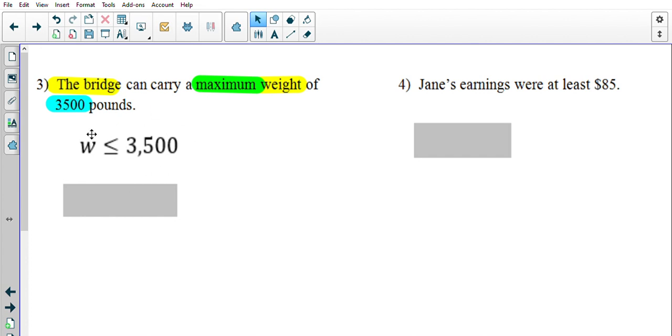So don't really worry about the variable. If you choose a different variable, that's fine. I chose W to represent the weight. Sometimes students choose B to represent the bridge. Really, it's not the bridge that's our unknown, but the amount of weight on the bridge.